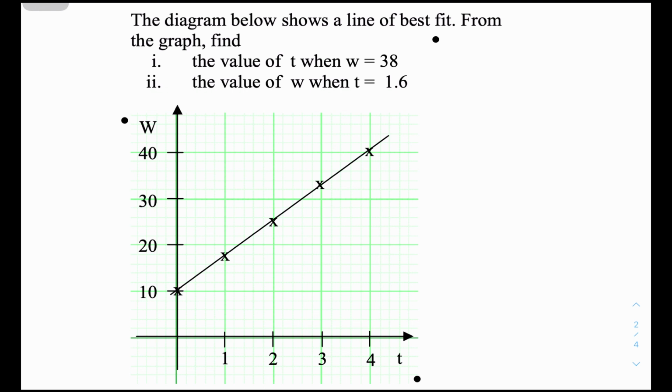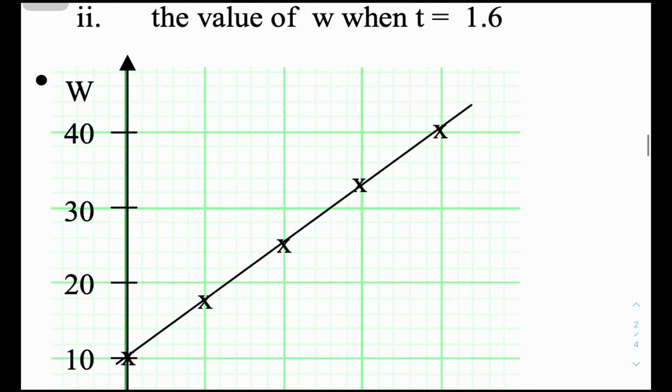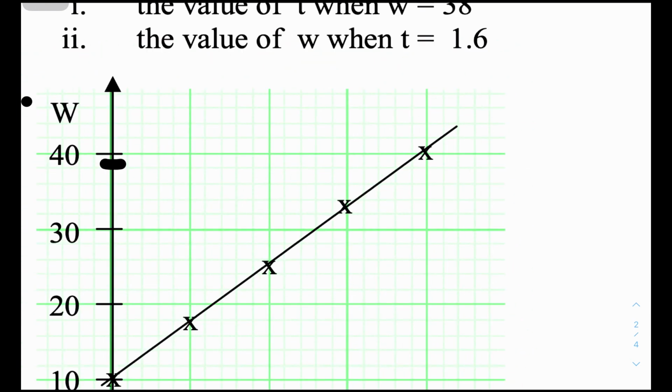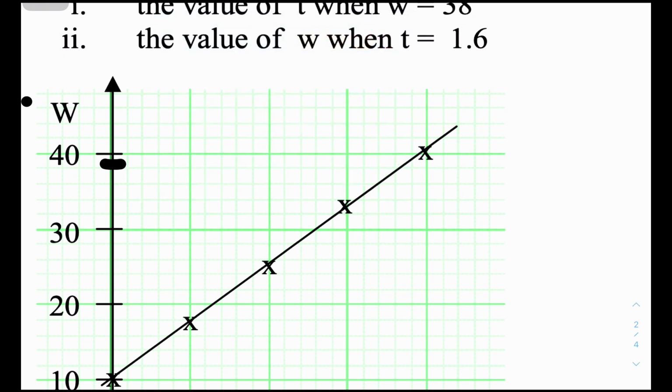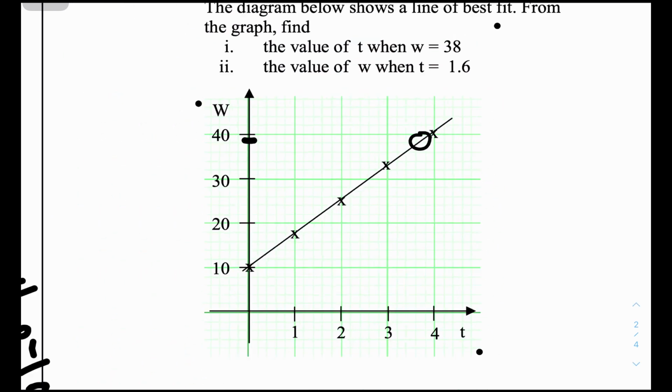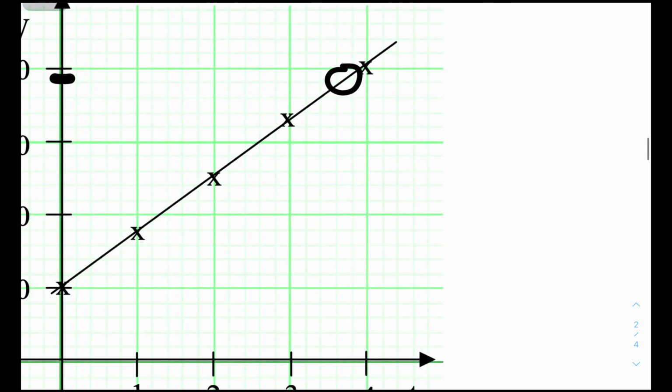So the value of t when w equals 38. We have to find the place where w equals 38, which is this point right here, because it goes up by a scale of 2: 32, 34, 36, 38. So it'll be here. Let's just draw a straight line. Which is right here. This point. Let's just zoom in. Yeah, here. This point right here.